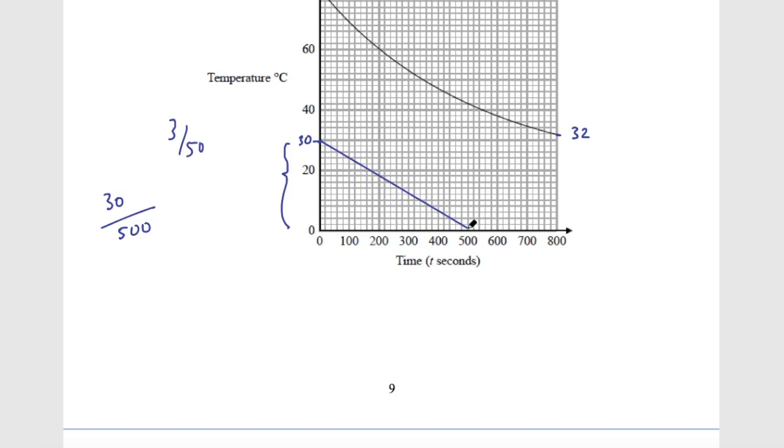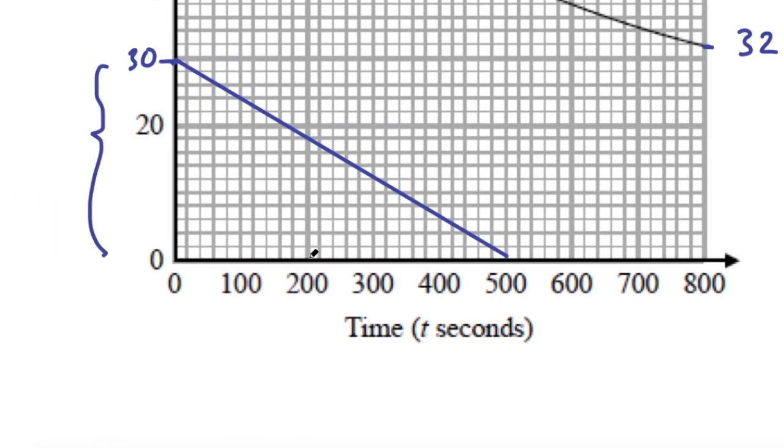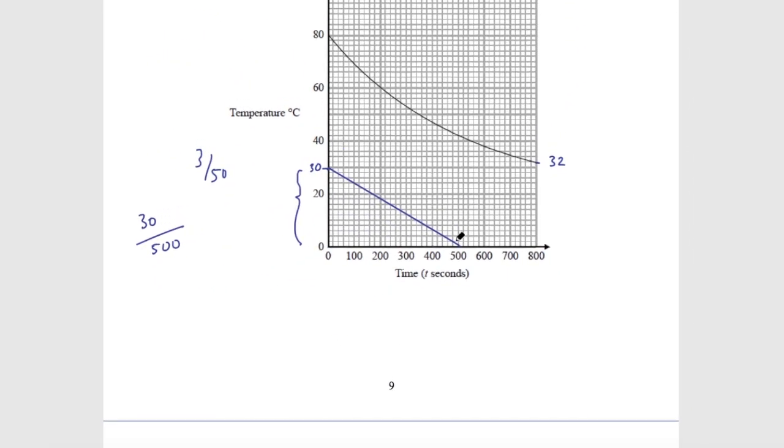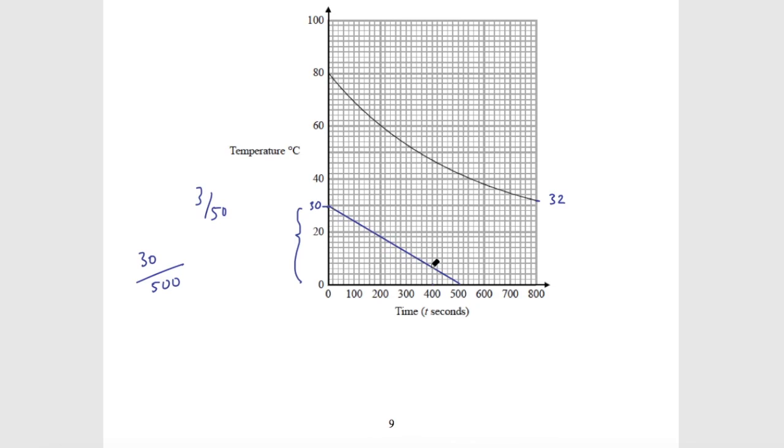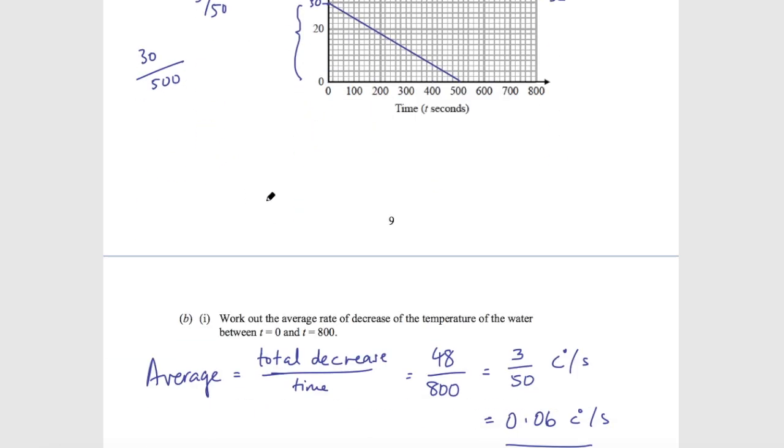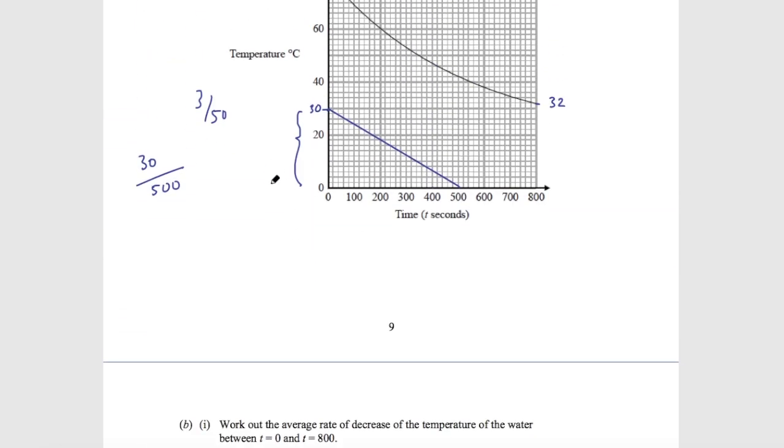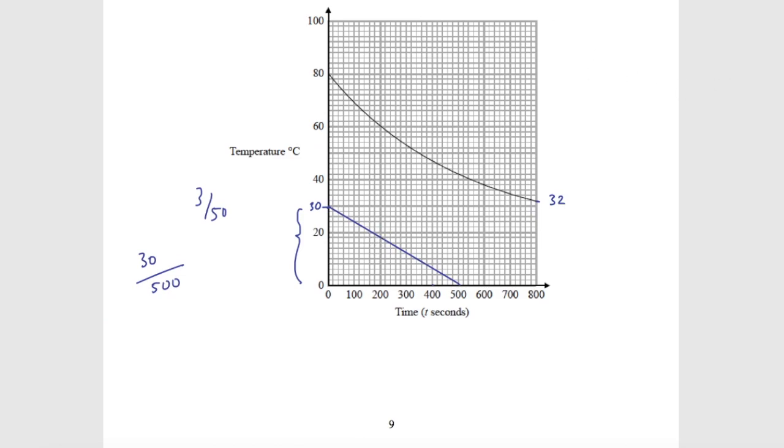And 500, hang on, let's zoom in a little bit. 500 is where? 500 is there, yes, got that right. So just to help us picture this a little bit, the gradient of this line represents the average rate of decrease. Hopefully you can see that because the rise over the run equals 3 over 50, which was our average rate of decrease. So that line is representing that, and then we can look for a spot on this graph where the slope equals this line.